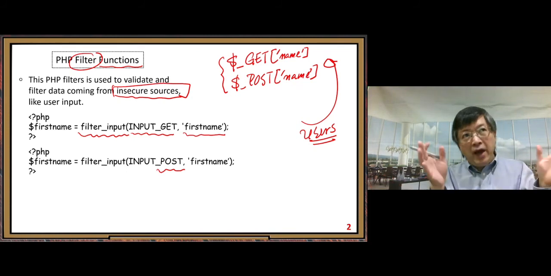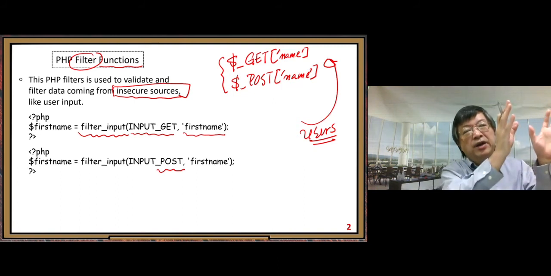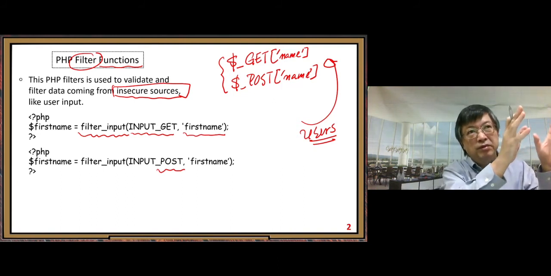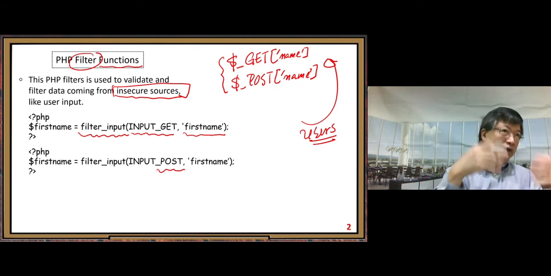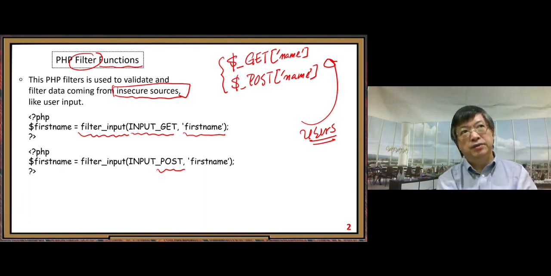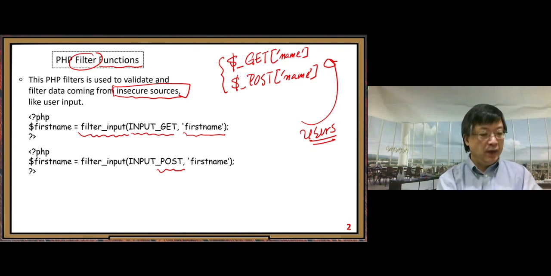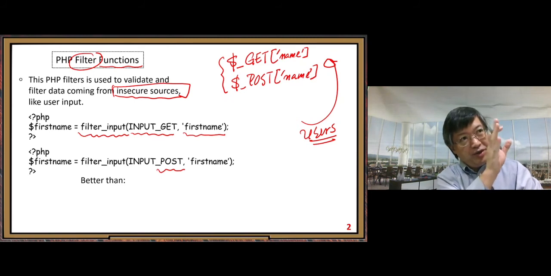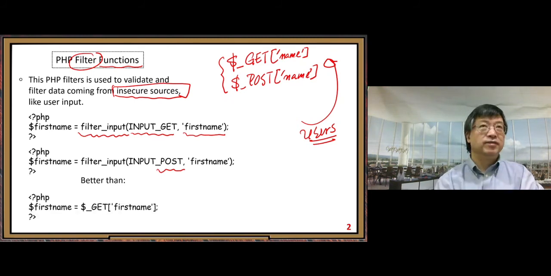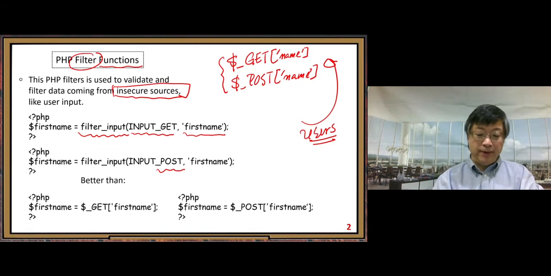Then you can use it in a secure way. After the filtering, it is now safe. Good. This is better than the previous way we used, this way and that way, with no filtering. That's why it was insecure. All right, so that's this topic.